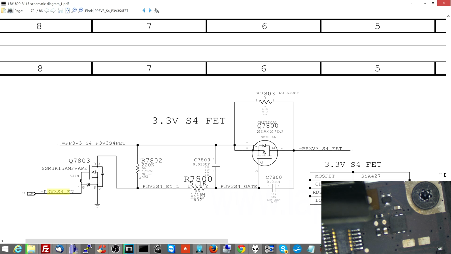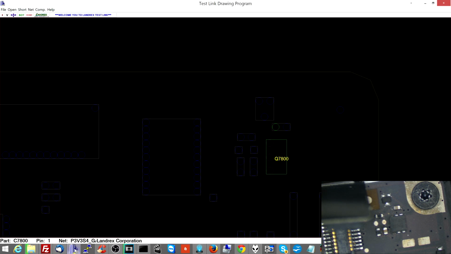P3V3S4_enable has to be present. So let's see if that is present, and let's see where that also comes from. P3V3S4 again. So let's see where Q7803 is. Let's hope that that's nearby on the board and not on the other side, because that would be bullshit. Thank God Q7803 is right here.